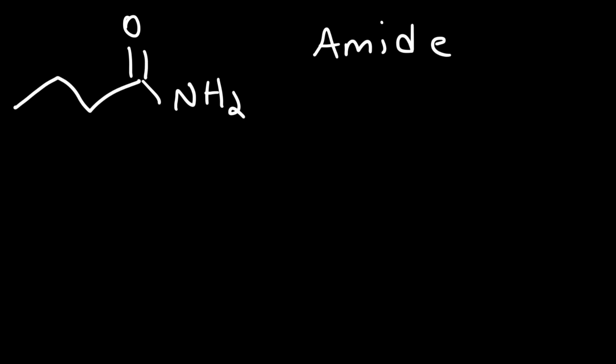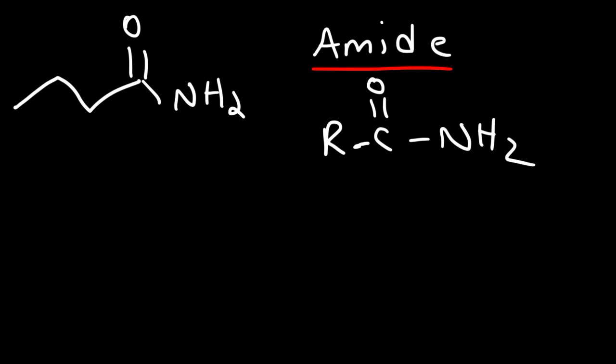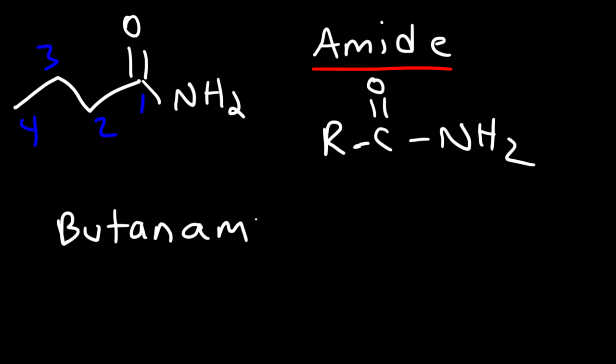Now the next functional group you need to be familiar with is an amide. And the amide is similar to an amine. The only difference is there's a carbonyl group between the R group and the NH2 group, making it an amide. So this particular amide with 4 carbons is going to be called, instead of saying butane, we're going to drop off the E and add amide. So collectively, we're going to call it butanamide.